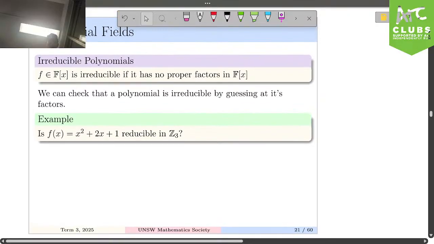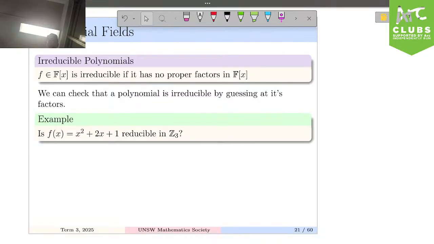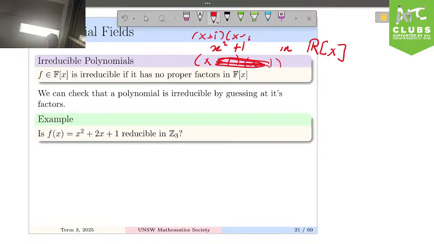The next thing is irreducible polynomials. A polynomial is irreducible if it can't be factorized in F[x]. An example of this is x squared plus 1 in R[x]. R is a field, and it doesn't have any complex numbers in it. So we actually can't factorize this. We could try x plus 1, x minus 1, but that wouldn't work. We really had to introduce the square root of minus 1 to deal with this. So this is what it means for a polynomial to be irreducible.